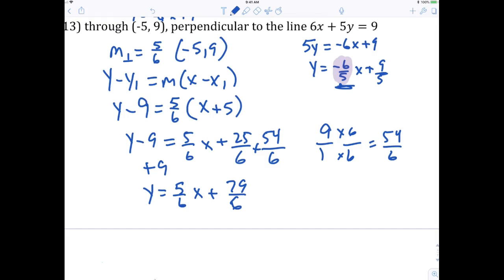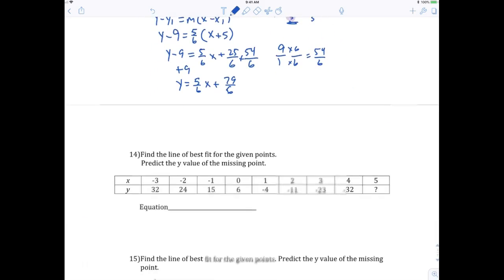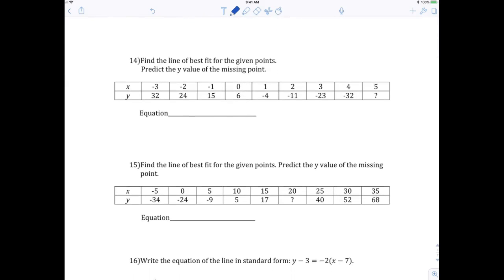All right? Here we go. Let's get out your calculator. Chop, chop, chop. It's not hard. Let's go.